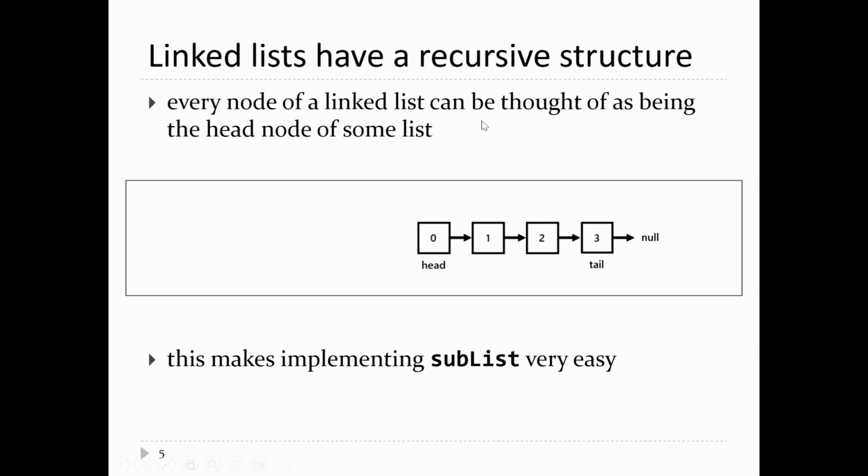So the structure of a linked list, you can think of it as being recursive, just like in a linked stack or a linked queue. You can think of every node of the linked list as being the head node of a smaller list. So the head node for the list of size 4 is just the head node of the list.